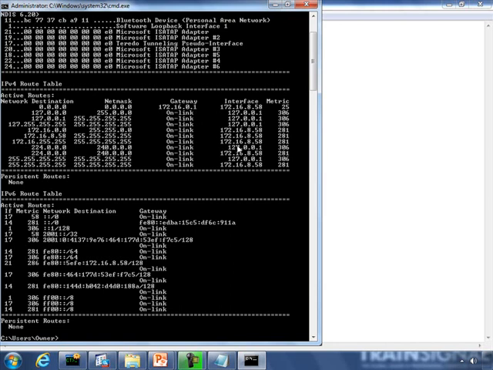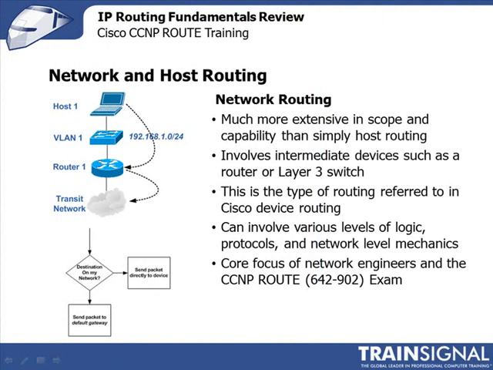It's a very simplistic way of being able to look at routing from a host perspective, but this kind of gives you an idea, as we look at the larger picture of IP routing, of some of what's involved. Now, in contrast with host-based routing, and really the focus of what we're going to be talking about in this entire set of lessons as well as this particular one, is what's known as network routing or network-based routing. It's much more extensive in scope.